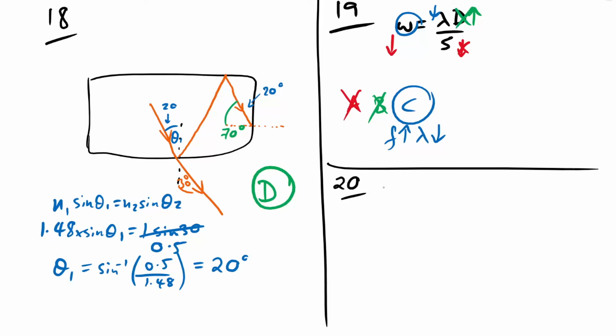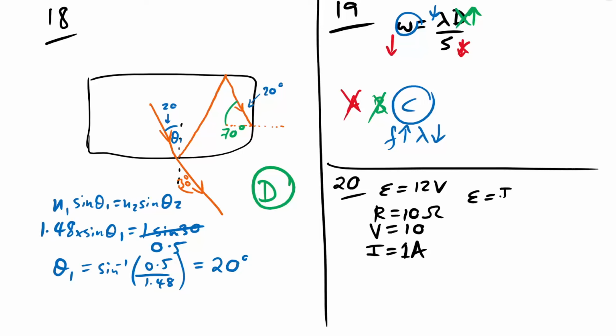20, we have an EMF of 12 volts, classic voltage, and when the resistance of the variable resistor is 10 ohms, the voltmeter reads 10 volts and the ammeter reads 1 amp. Resistance of the variable resistor is changed to 5 ohms. What's the new reading on the ammeter? Let's do it the long way around.